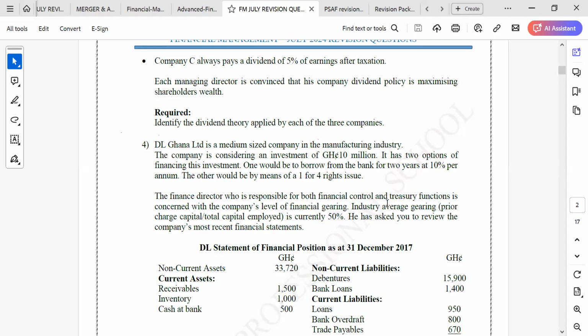The finance director, who is responsible for both financial control and treasury functions, is concerned with the company's level of financial gearing. Industry average gearing, prior charge capital over total capital employed, is currently 50%. He has asked you to review the company's most recent financial statements.